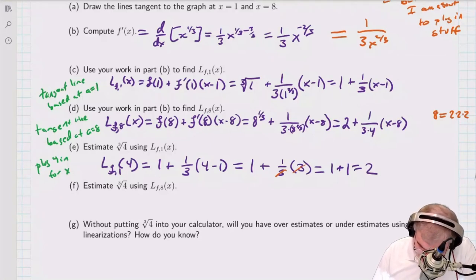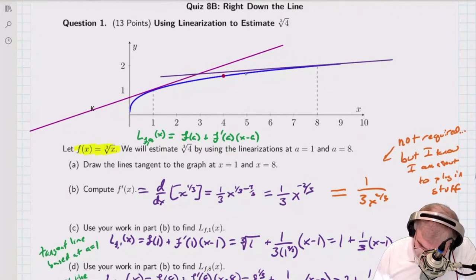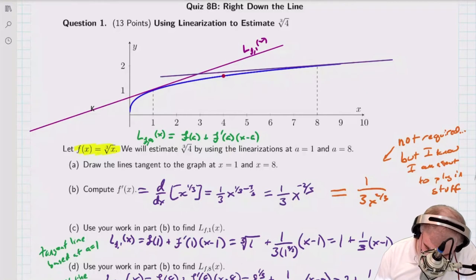And if we look at the graph, this estimator is at about 2, right there. Look at it. If I go to 4 and I use this lighter purple estimator, I wind up with 2. I'll even label these. This one here is LF1 of x, and this one here is LF8 of x. So I've got the tangent line centered at 1, and the line tangent at 8.